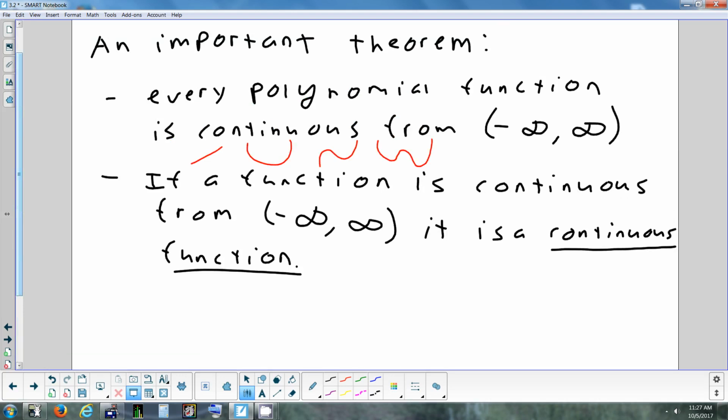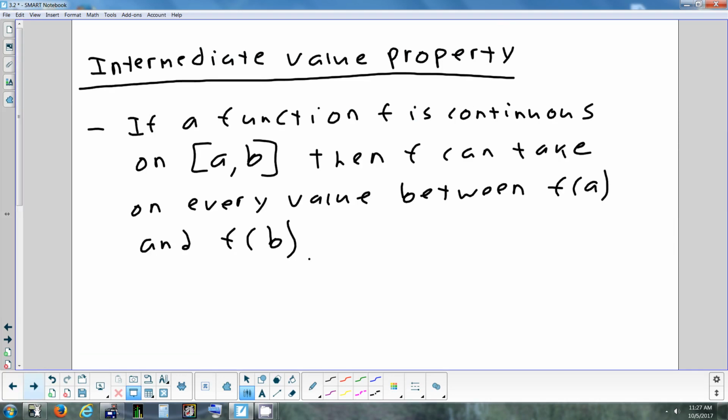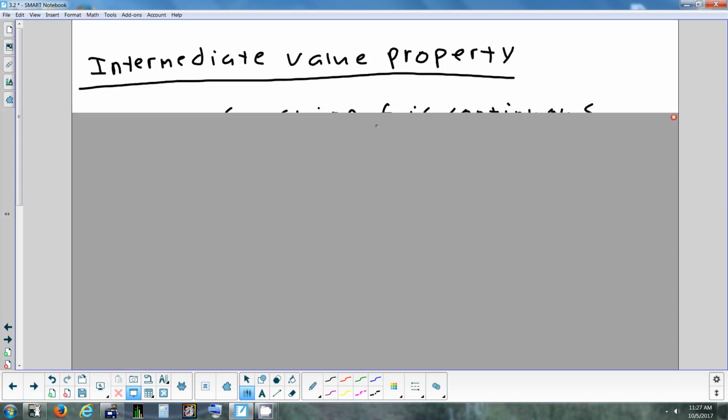Okay, so any questions on that idea? A continuous function. It's a function that is continuous. You never have to pick up your pencil anywhere in the entire thing. Okay. Okay, so that's the first thing. The second thing is going to tie in with continuity. It's called the intermediate value property.